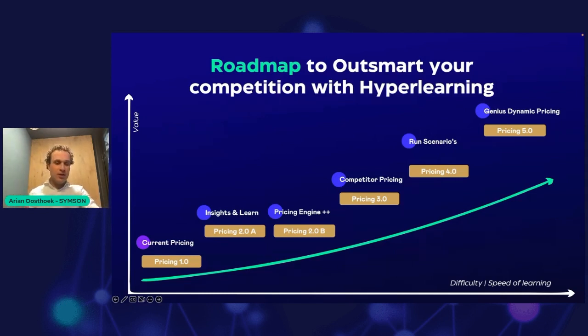Next to that, we have the pricing engine, which could be a great backbone to start with, because the pricing engine offers you the possibility to automate a big part of your process. And in combination with the learnings you get from Insights and Learn, it gives you a great start to go to the next phase of maturity, to add more drivers to your process.